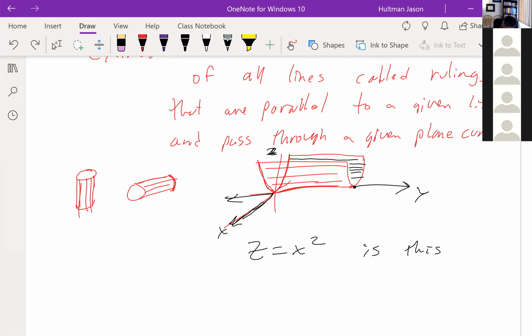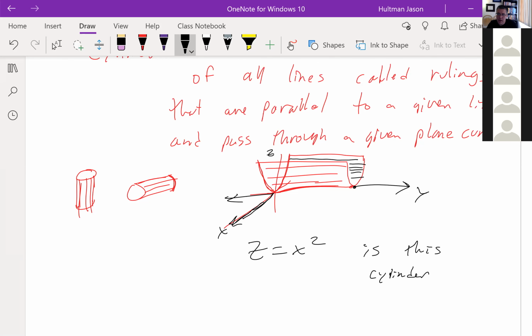Z is going up. X, Y, and Z. And so is this cylinder. And so we have Z equals X squared. Notice what's missing. What's missing in my equation? Y. Because I asked, that's why. I'm just playing. Okay, it is Y. Yes, it is Y. Y is missing from my equation.